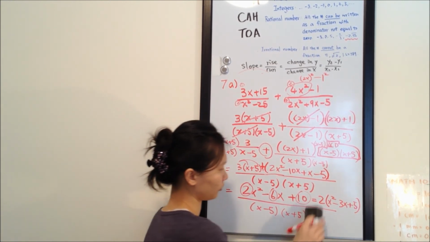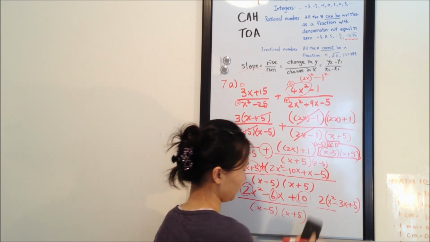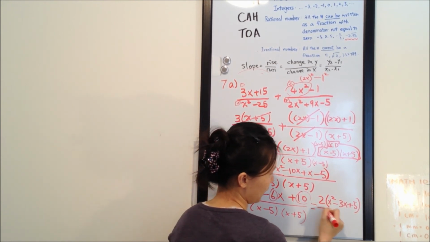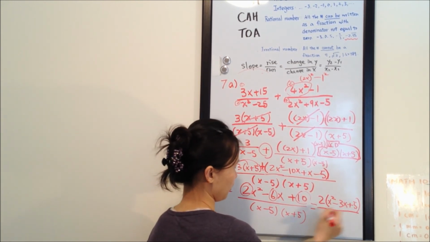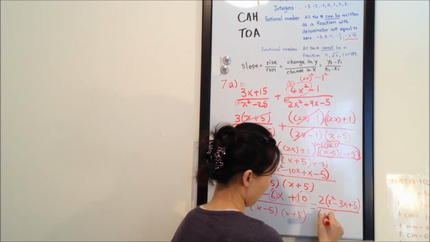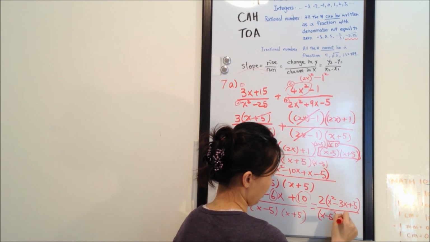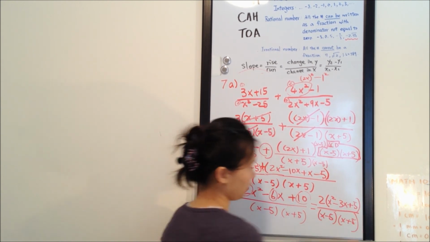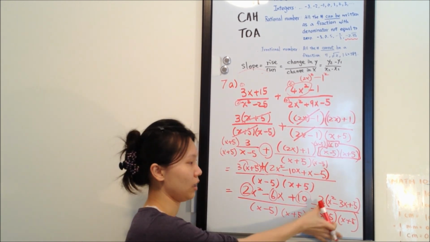Right? So our final answer, because there's no way we can factor this one out, and we have to remember there's a denominator here, x plus 5. There you go. So there is the answer.